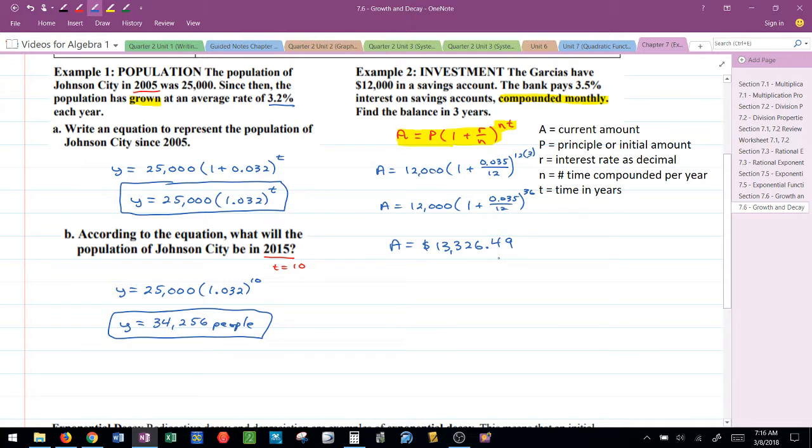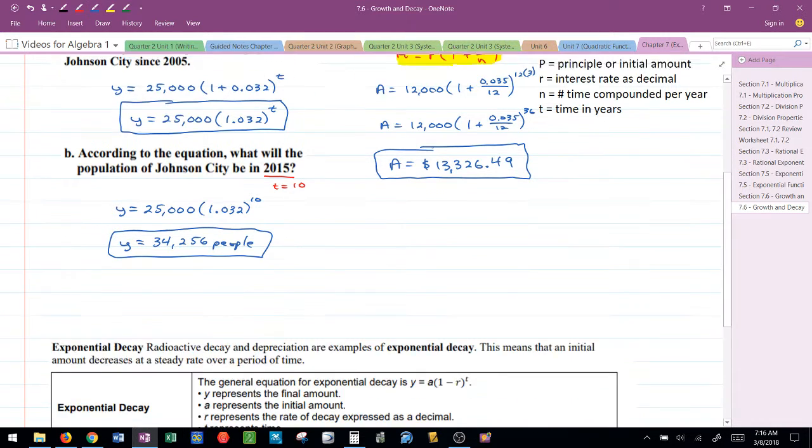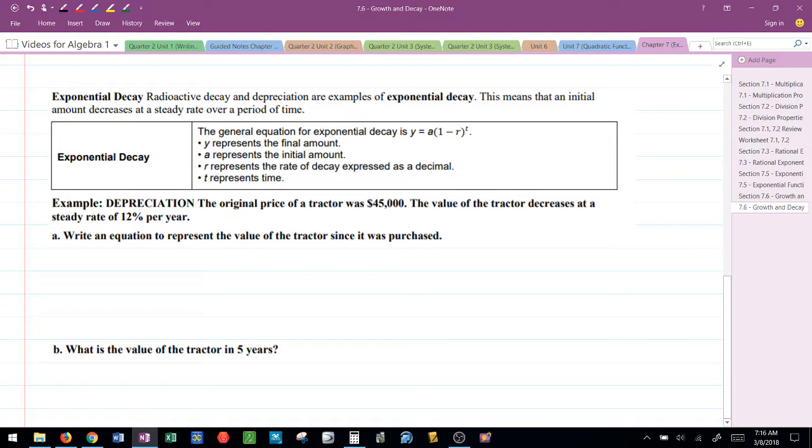So if you think about that, that's pretty cool. All I did was put money in the bank, $12,000. And within 3 years, that money grew without me doing anything else to it to $13,326.49. All right? So along with exponential growth, we can also see this thing called exponential decay.